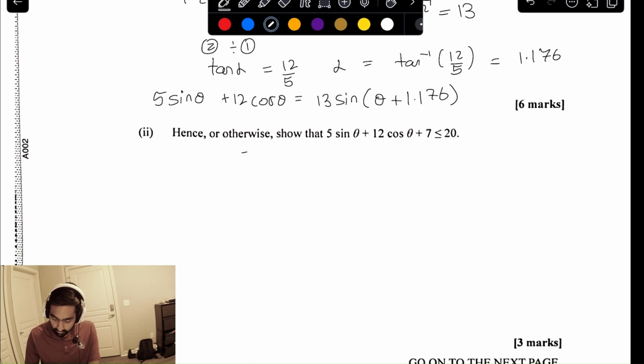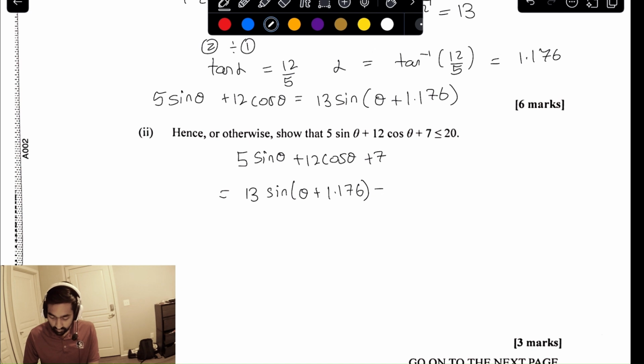So the way that we're going to do this is we're going to just use what we just figured out from the first part. So 5 sine theta plus 12 cosine theta plus 7 is equal to 13 sine theta plus 1.176 plus 7.